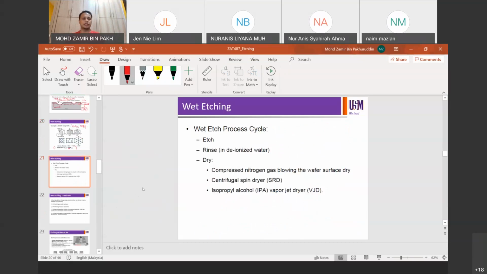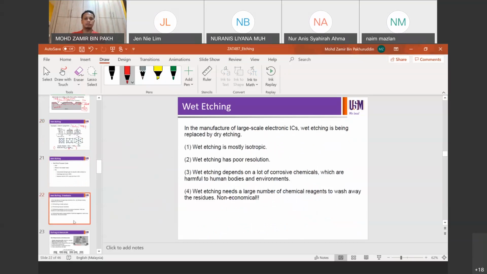All right, so next one, the typical process cycle in the etching process: you normally do the etching and then we rinse with deionized water and then we dry with nitrogen, just like what you normally do in the lab. So the drawback of wet etching is that it's mostly isotropic, but we also have anisotropic etching, just like what we discussed for the TMAH, NaOH, and KOH.